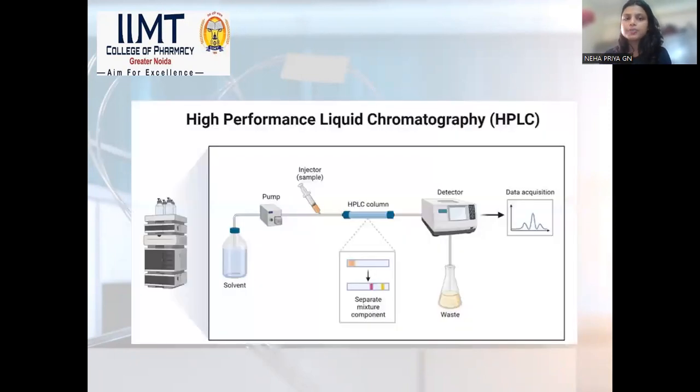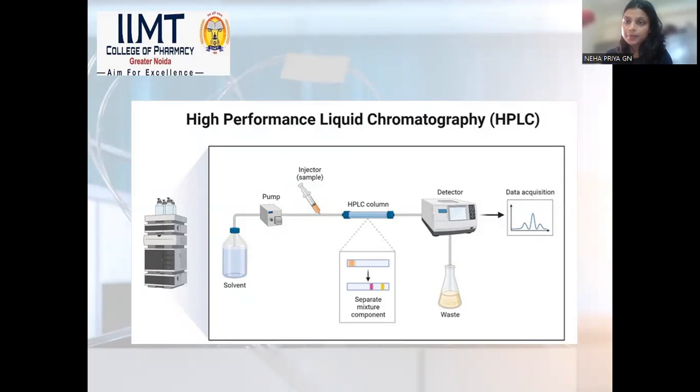Once again, let's go back over what we have learned about the instrumentation of HPLC. The first thing we need is the solvent reservoir. Then the pump will move the mobile phase into the column along with the sample that comes from the injector. When the injector injects the sample, it moves towards the HPLC column. Now in my column, I have all three components, that is my stationary phase, mobile phase, and sample, so it will separate my mixture.